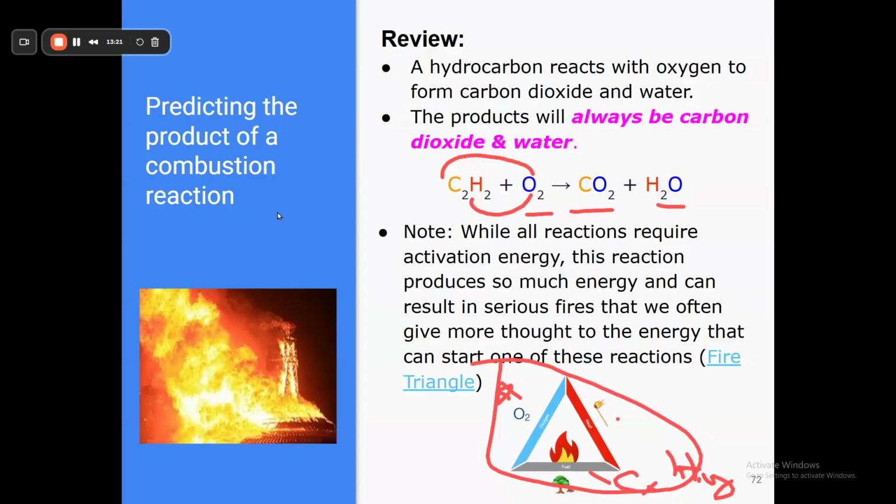And then we have to have some kind of ignition source to get it started, enough energy to get the reaction started. And because oxygen binds with the carbon, you'll always make carbon dioxide. When oxygen binds with the hydrogen, you'll always make water. So please know, anytime you see hydrocarbon and oxygen, you will always make carbon dioxide and water. There are no exceptions.